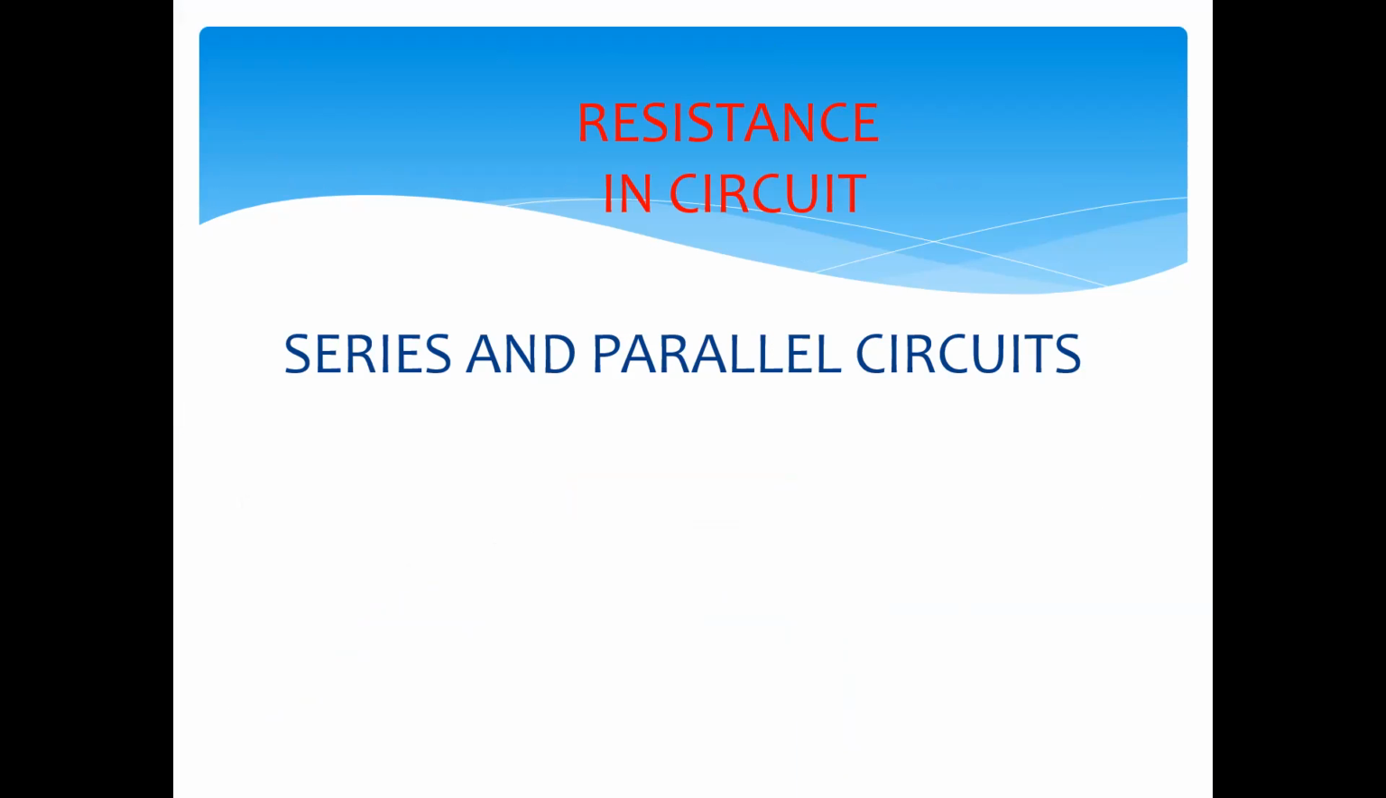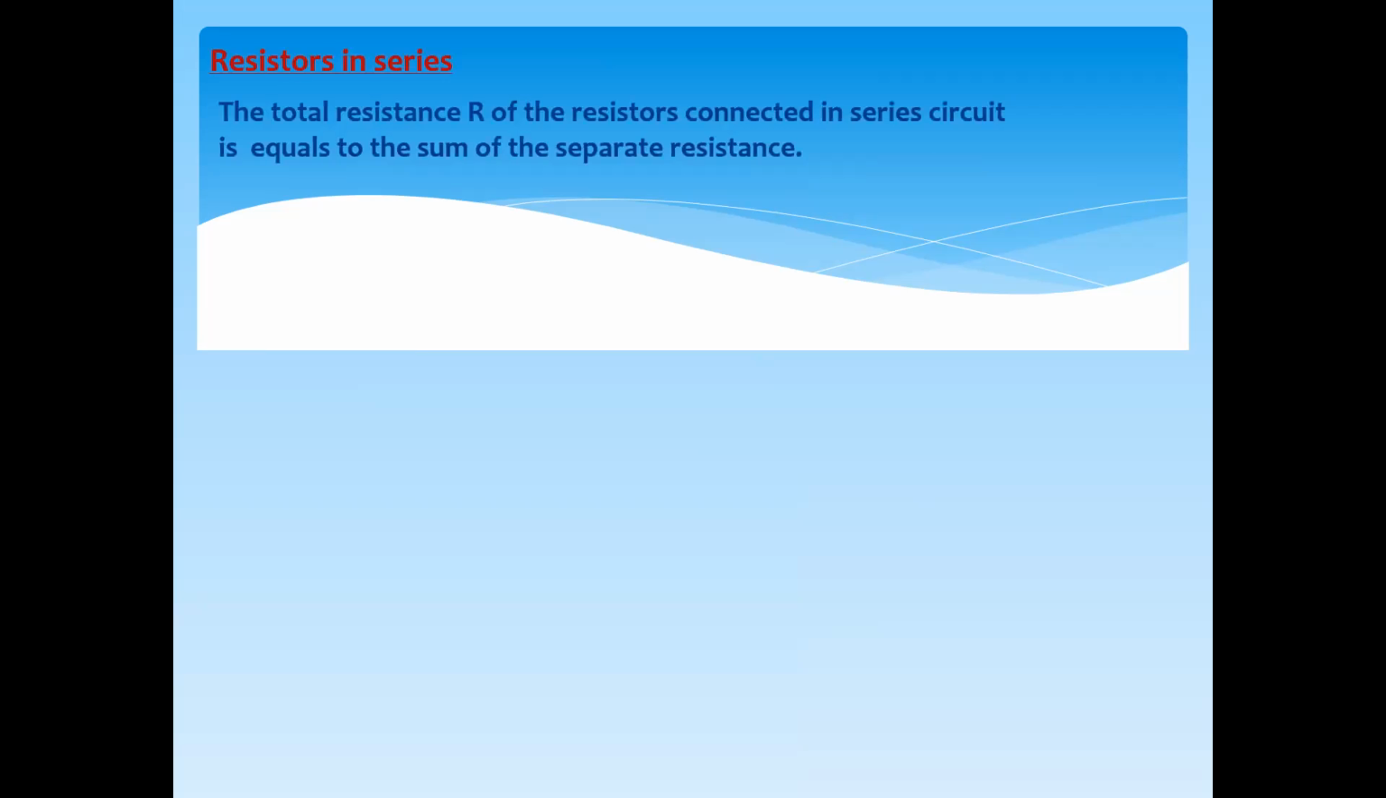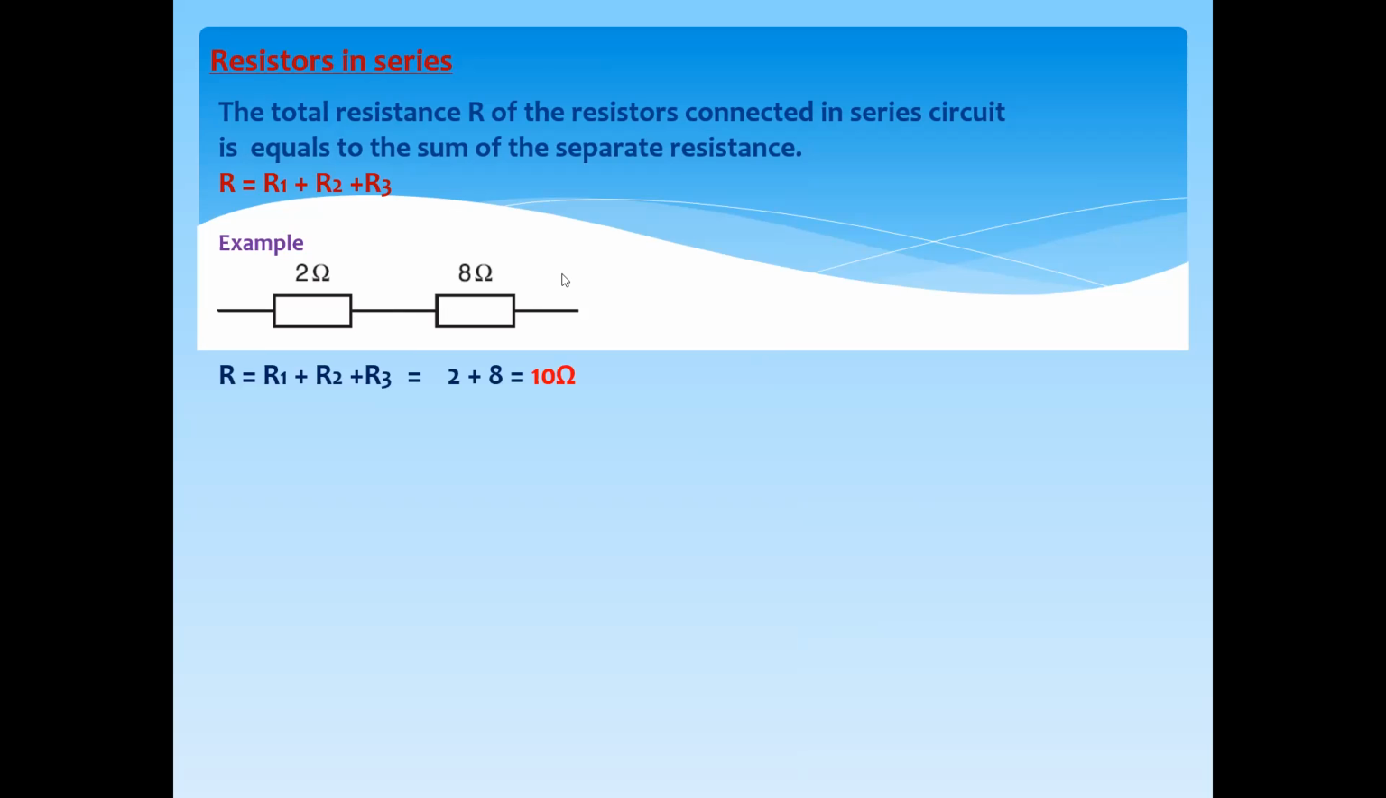Then resistance in the circuit: series and parallel resistance. If two or more resistors are connected in series and we want to find the combined resistance, we add them. For example, 2 ohm and 8 ohm are connected in series. We want the total resistance, so we just simply add them. It will be 2 plus 8. If there was another resistance, we would also add that. But in this example only two resistances are there. So 2 plus 8 is equal to 10.